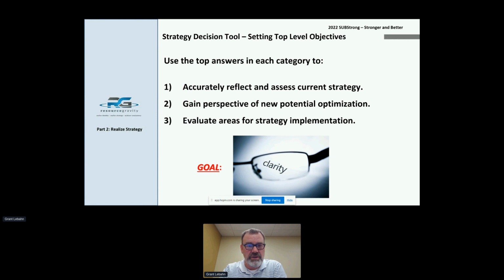And obviously the goal is to accurately reflect. Your goal is clarity. What are we trying to do? Gain perspective, evaluate areas, and then align the strategy. Because again, there's not enough hours in the day to put strategy everywhere. You've got to know where your strategy wants to be and refine it down into the areas that really drive bottom line. That's what you're going for, clarity to drive bottom line.